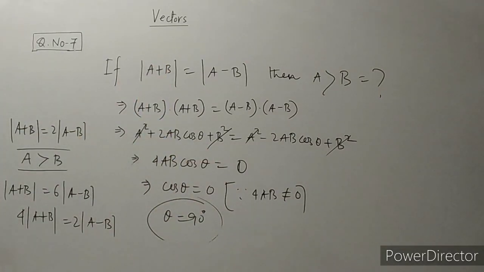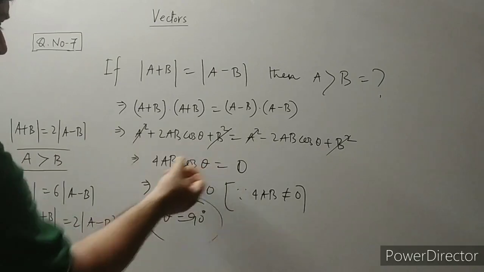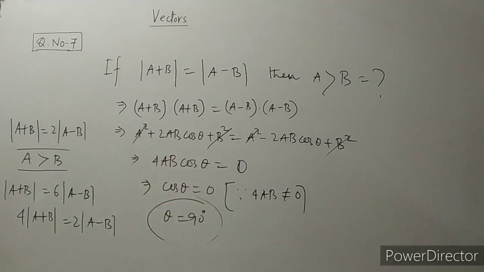Fine. Instead of getting 4ab, somehow you can get 6ab, 8ab, 10ab, only ab, minus ab, plus ab. Anything, if cos theta is 0, then theta will be 90 degree. All the answers will be theta is equal to 90 degree. Clear? Got my point? Fine.